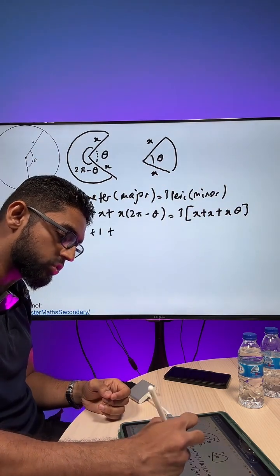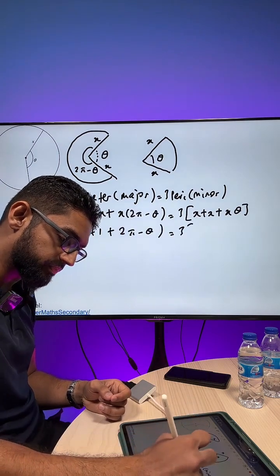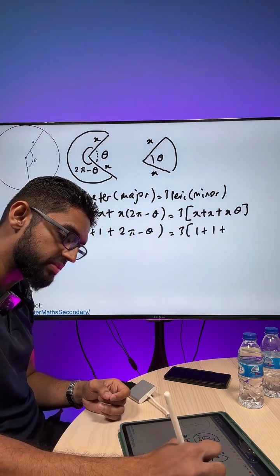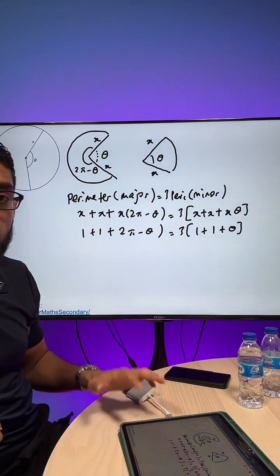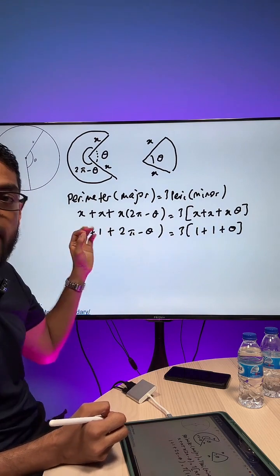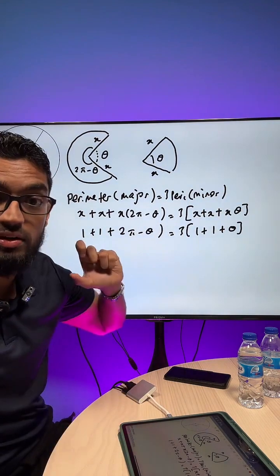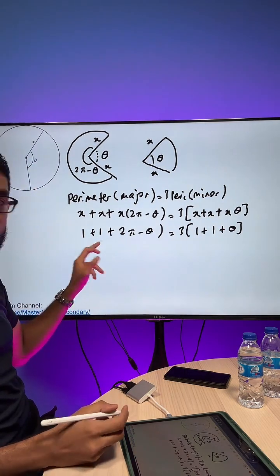1 plus 1 plus 2 pi minus theta is equals to 3, 1 plus 1 plus theta. Okay, so what I just did was, since x is common on all the terms, I can divide both sides by x. So when you do that, the x is gone. Okay, so 1 plus 1, that's a 2.